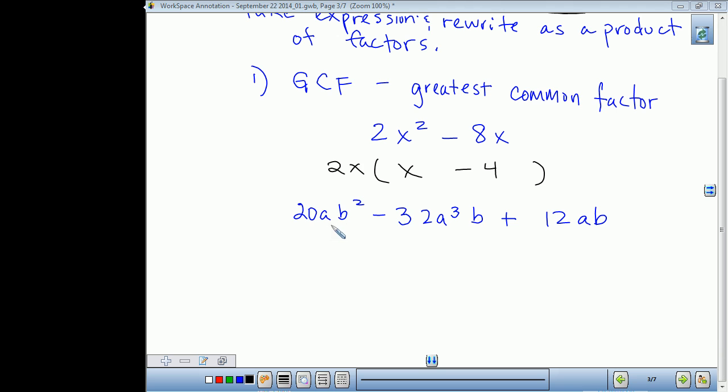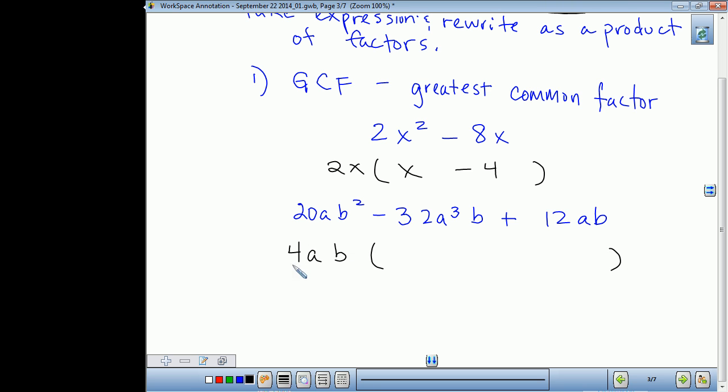Okay, so we have bigger numbers here and we have multiple variables, but that's not a big deal. When we look at the 20 and the 32 and the 12, what is the largest number that divides into all of those? 4. Now, what variables do they all have in common? An A and a B. What is the lowest exponent for the A? 1. And what about the B? 1. So this is my greatest common factor, 4AB.